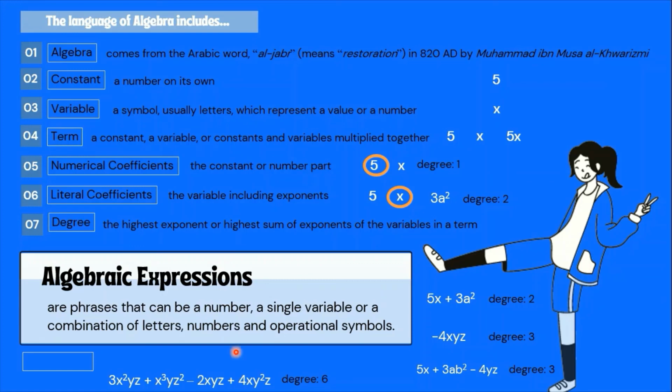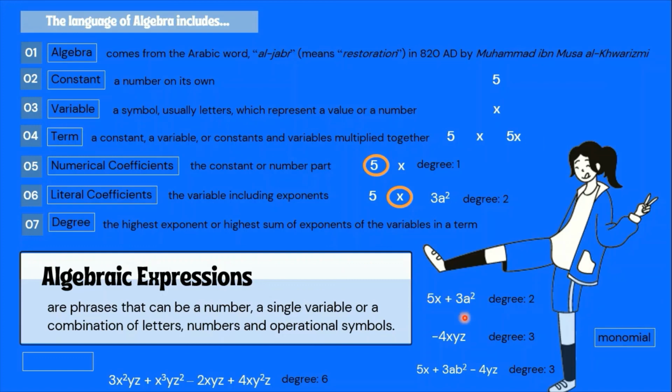Aside from knowing the degree of each expression, pwede rin nating malaman ang kanilang type of expression depende sa number of terms na available. Kapag mag-isa lang, this is a monomial. So this negative 4xyz, this is a monomial. Itong 5 ay monomial. X is also a monomial. Also 5x, monomial sila pag mag-isa lang.